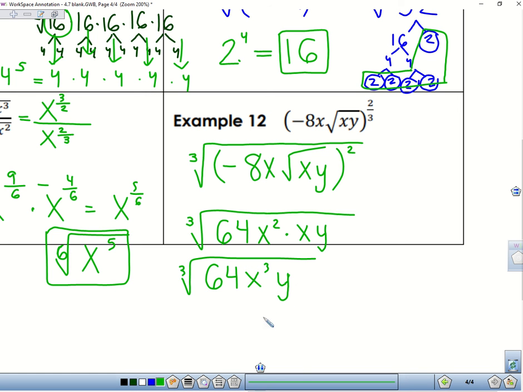Now 64 is a perfect cube root. I think we did this one earlier in the lesson. Anybody know what it is? What times what times what? 4. 4 times 4 times 4 is 64, meaning it's a perfect cube root. And then what is the cube root of x cubed? X. What can I do with the y? Nothing. Good. Exactly. It doesn't have any exponent on it, so I can't group it. So my final answer is 4x times the third root of y.